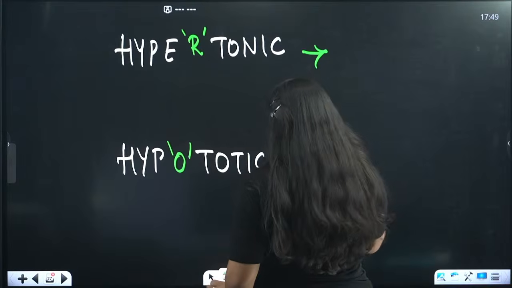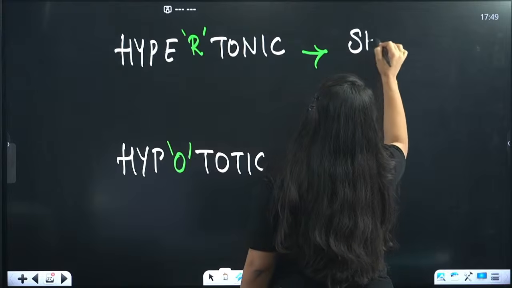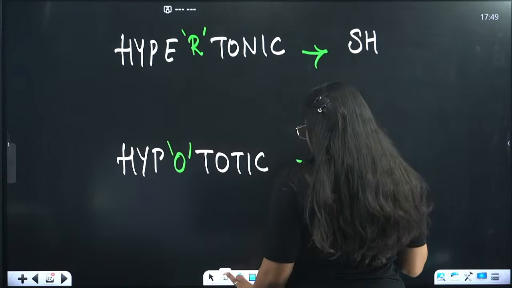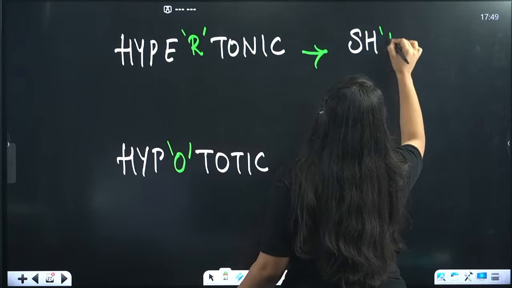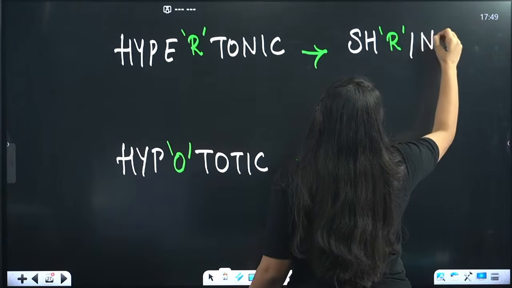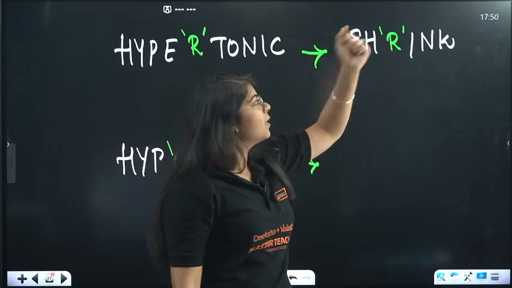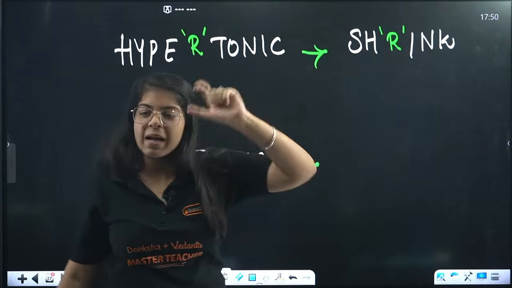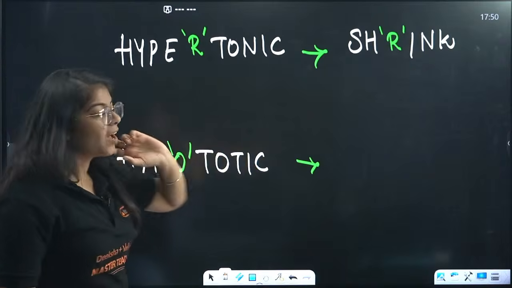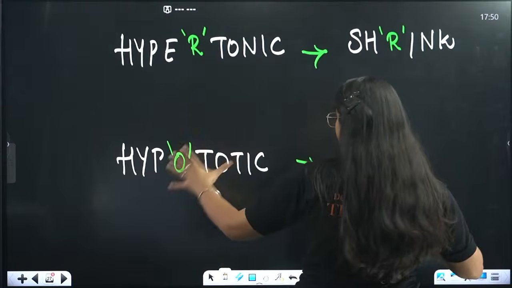So similarly, with hypertonic, you have to remember that in hypertonic solution, your cell will do what? It will shrink. And how will you remember? The R in hypertonic, the R in shrink. Then you will remember hypertonic shrink, right? Okay, now in class 10, that is very, very impressive.